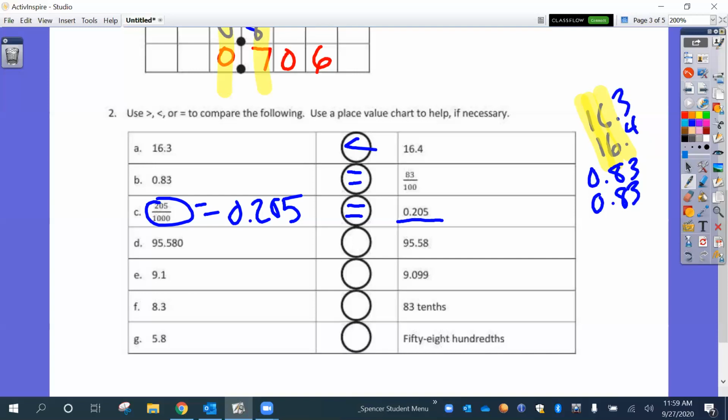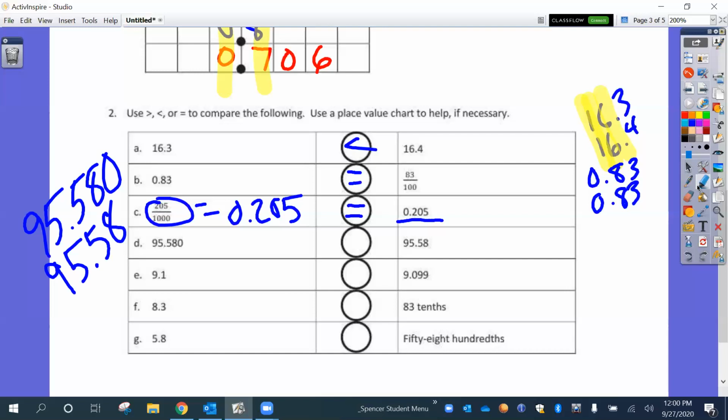For this one I want to use a place value chart, so I'm going to line them up with my decimals. I see 95 and 580 thousandths. And then this number over here is 95 and 58 hundredths. Now let's try to compare these. Notice I lined those decimals up.